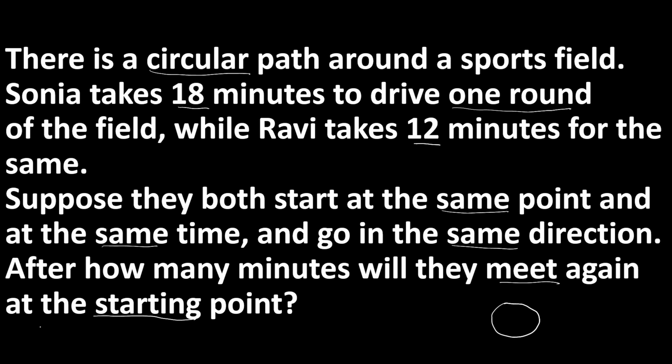So we have to find out, if they are starting at the same point at the same time, and if they both are going in the same direction, let's say they both are going in this direction, after how many minutes will they meet again. Which means we have to find out a multiple of 18 and 12, right? But here, the multiple that we will be finding out has to be the lowest multiple. So we have to find out the lowest common multiple in order to say after how many minutes Sonia and Ravi, both of them, meet again at the starting point. Let's go through the solution.